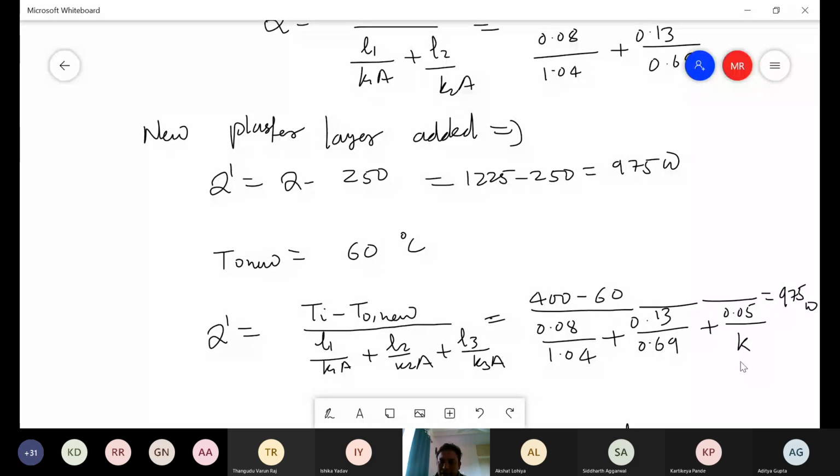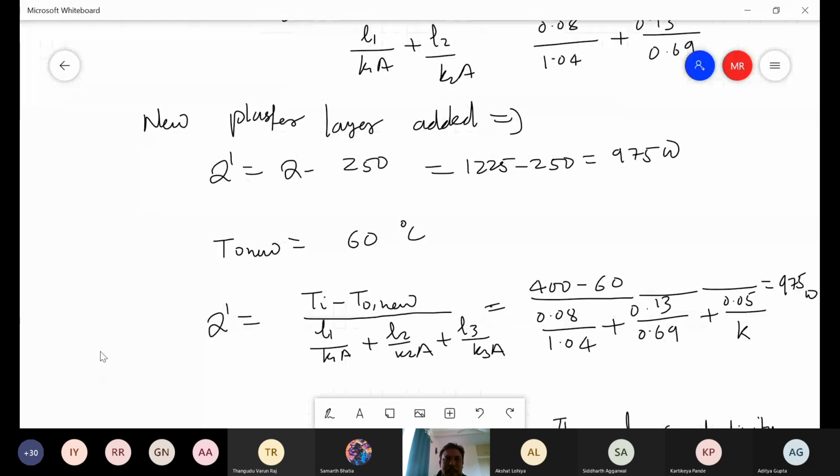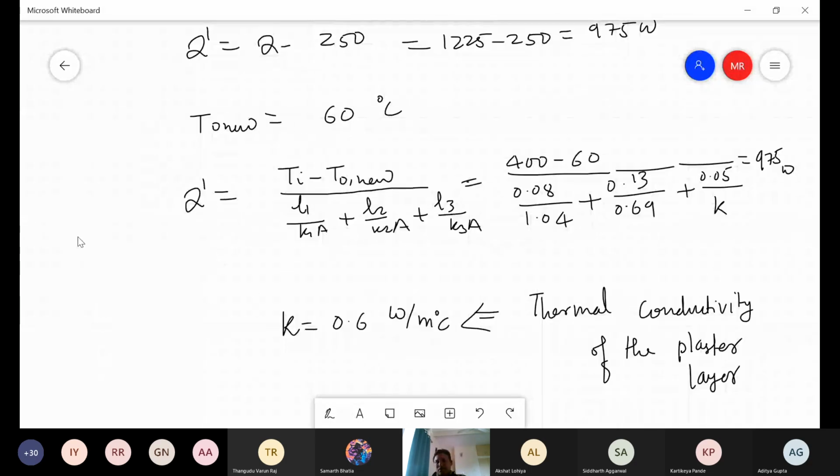So what is the value of K? Anybody? 0.59. Okay, so after calculating, what we get is K comes out to be 0.59 or 0.6. Both are correct. Watt per meter degree Celsius. So this is the thermal conductivity of the plaster layer. So this is the answer of second question.